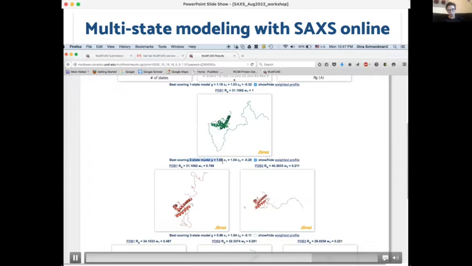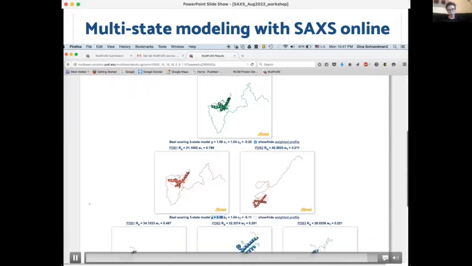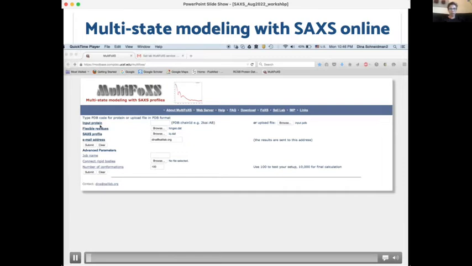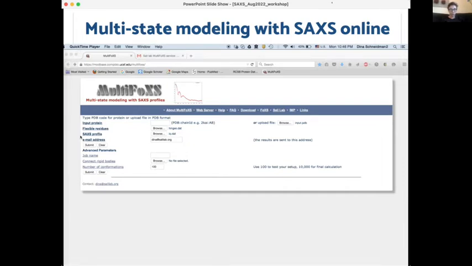And you can also see the two states. One of them has an Rg of 31 and the other one has an Rg of 40. So this is much more open. The linker is more open compared to this one. And if we go down, we see three-state models, four-state models, and so on. And I think now we can go back to your question.